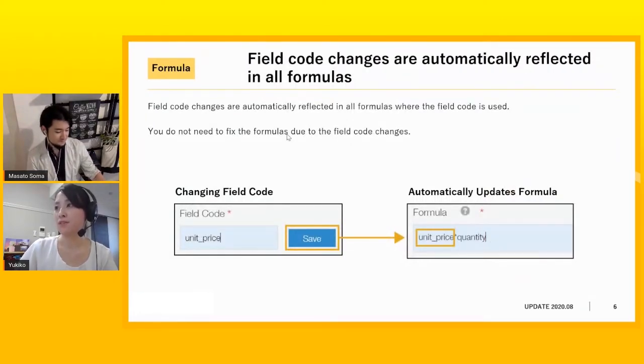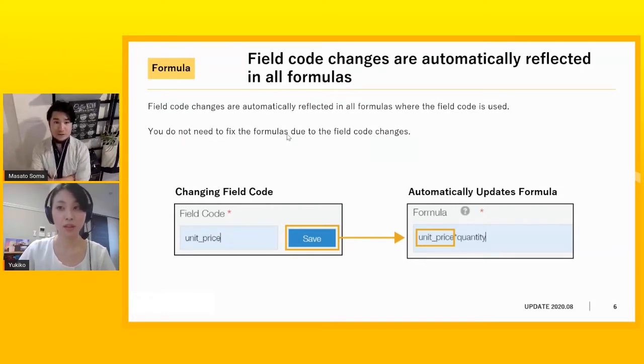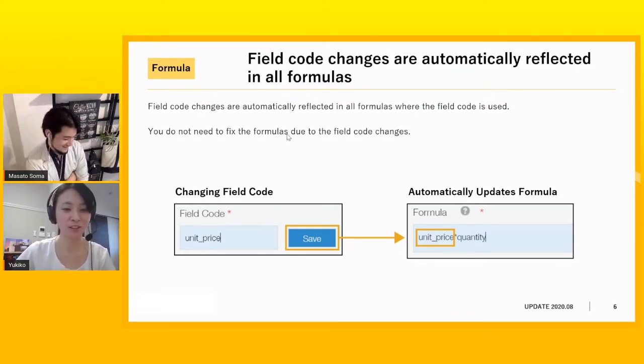Field code changes are automatically reflected in all formulas. Can you explain the details? Yes. Yuka, do you know what a field code is? I'm not sure. Is it different from the field name? Yes, it's different. Have you ever touched it? Yeah, I think I have touched it, but I'm not sure. So can you explain it to me?